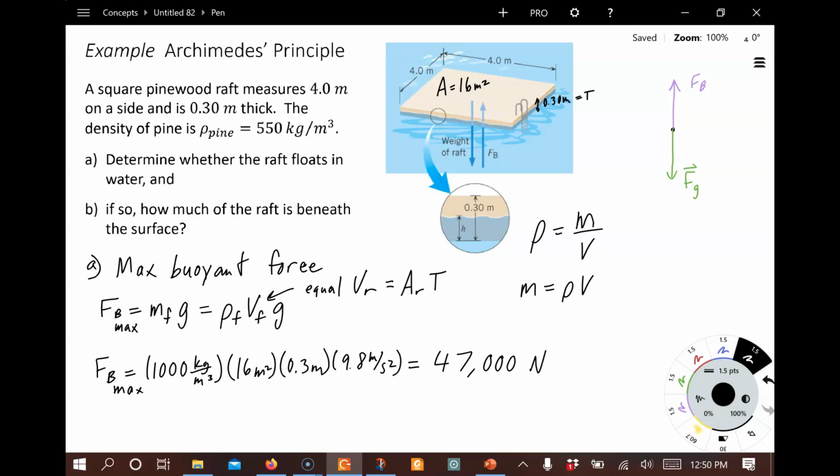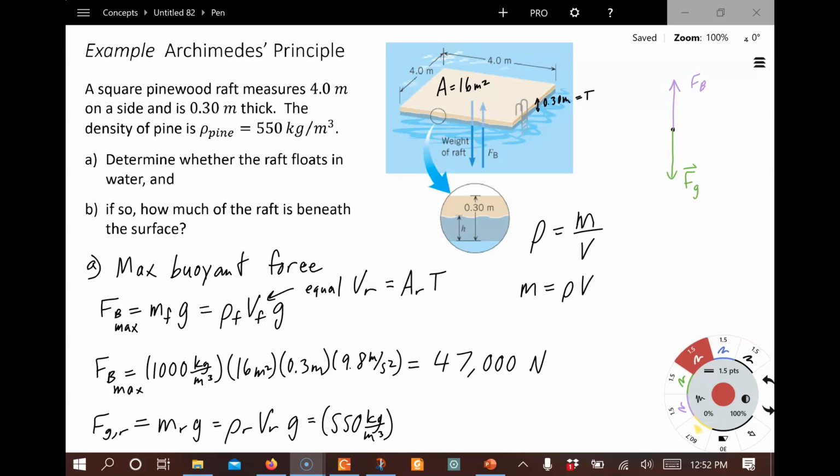How does that compare to the weight of the raft? So F_g, the gravitational weight of the raft, is going to be equal to the mass of the raft times g, m_raft g, but in this case, again, density of the raft times the volume of the raft times g. And if we put those numbers in, density of the raft here is 550 kilograms per meter cubed. The volume of the raft, again, is this combination of numbers here.